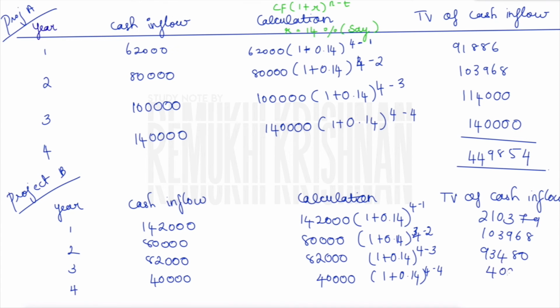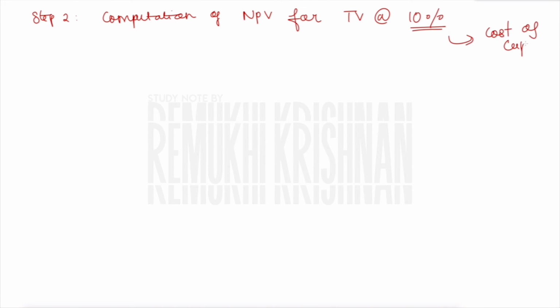Yes, finally I just arrived with 4,47,827. Okay, let us move on to the next step. Next step is nothing but I'm just going to find the NPV, that is computation of NPV for terminal value at 10%. Here I'm just going to use my cost of capital. In the first step you used the reinvestment rate, and in the second step I'm just going to use the cost of capital.